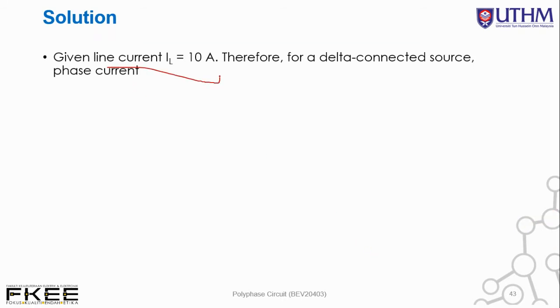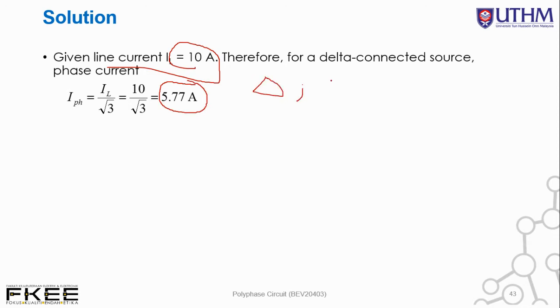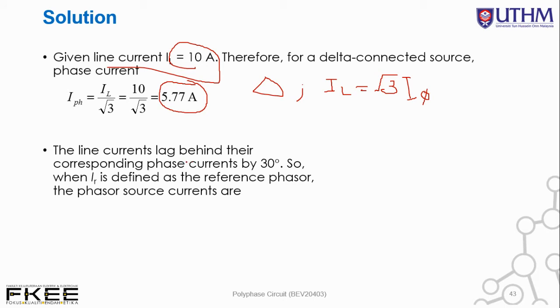Solution: given line current IR equal to 10 ampere. Therefore, for a delta source, the phase current equals IL over square root 3. This gives you 5.77 ampere. Remember to recall that I line equals square root 3 I phase, and the line current lags behind the corresponding phase current by 30 degrees. So when IR is defined as the reference phasor, the phasor source currents are as follows.